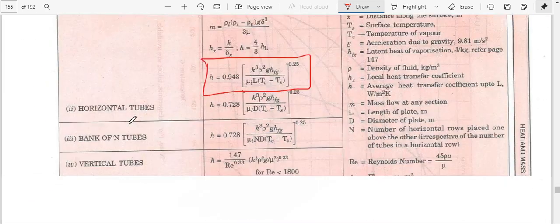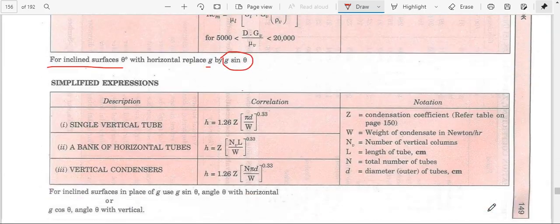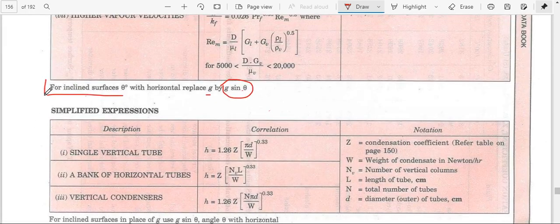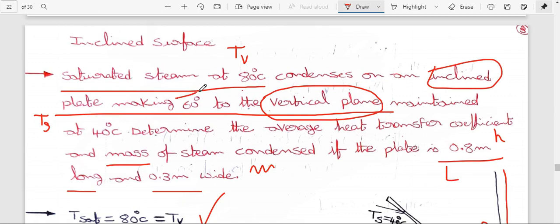So in this data book page number 149, we have one condition. For an inclined surface, theta value is measured with the horizontal plane. So here theta value with the horizontal plane we have to check. We don't want to take theta value as 60 degrees.